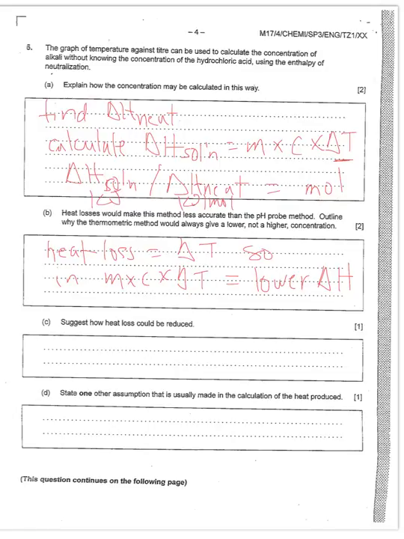Suggest how heat loss could be reduced. You could use an insulated cup, would be the easiest one. Do your titration into a styrofoam cup instead of into a beaker. And D, state one other assumption that is usually made in the calculation of the heat produced. I'm not sure what they mean by one other assumption, maybe other than heat loss, I guess. But that density, as well as the C value of the solution, is the same as water.